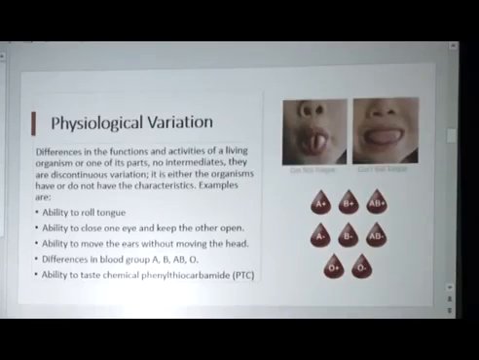Then ability to taste a chemical known as PTC. Some people, when they taste this chemical, it feels bitter. For some people, it is tasteless. That is, you are a taster or a non-taster. This is discontinuous. Physiological variation leads to discontinuous variation.